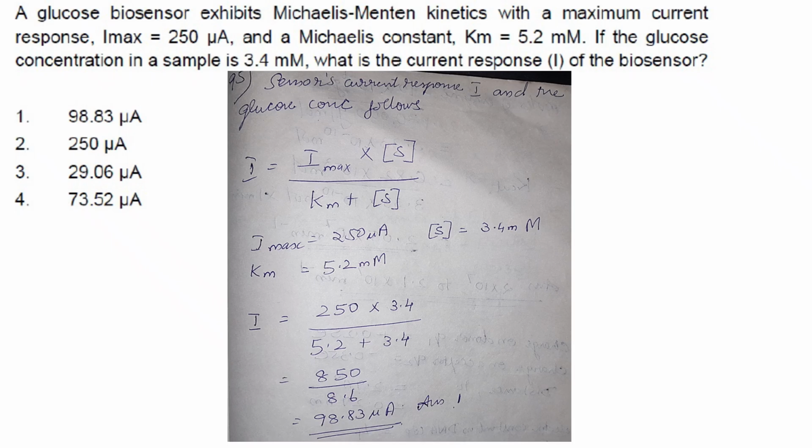So the sensor's current response and the glucose concentration follow the Michaelis-Menten equation. So instead of V you are using I. Imax is the maximum current response, I is current response, S is the substrate concentration, and Km is the Michaelis constant. So all the values they have given, substitute, and you will get 98.83 microamperes. So that is answer 1.